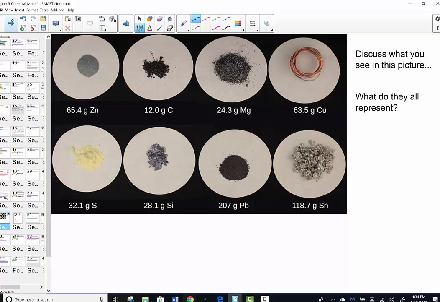Let me pause and ask for some conversation with a neighbor related to this picture. What do you see in the picture? What do they represent? What is that picture? Please talk.